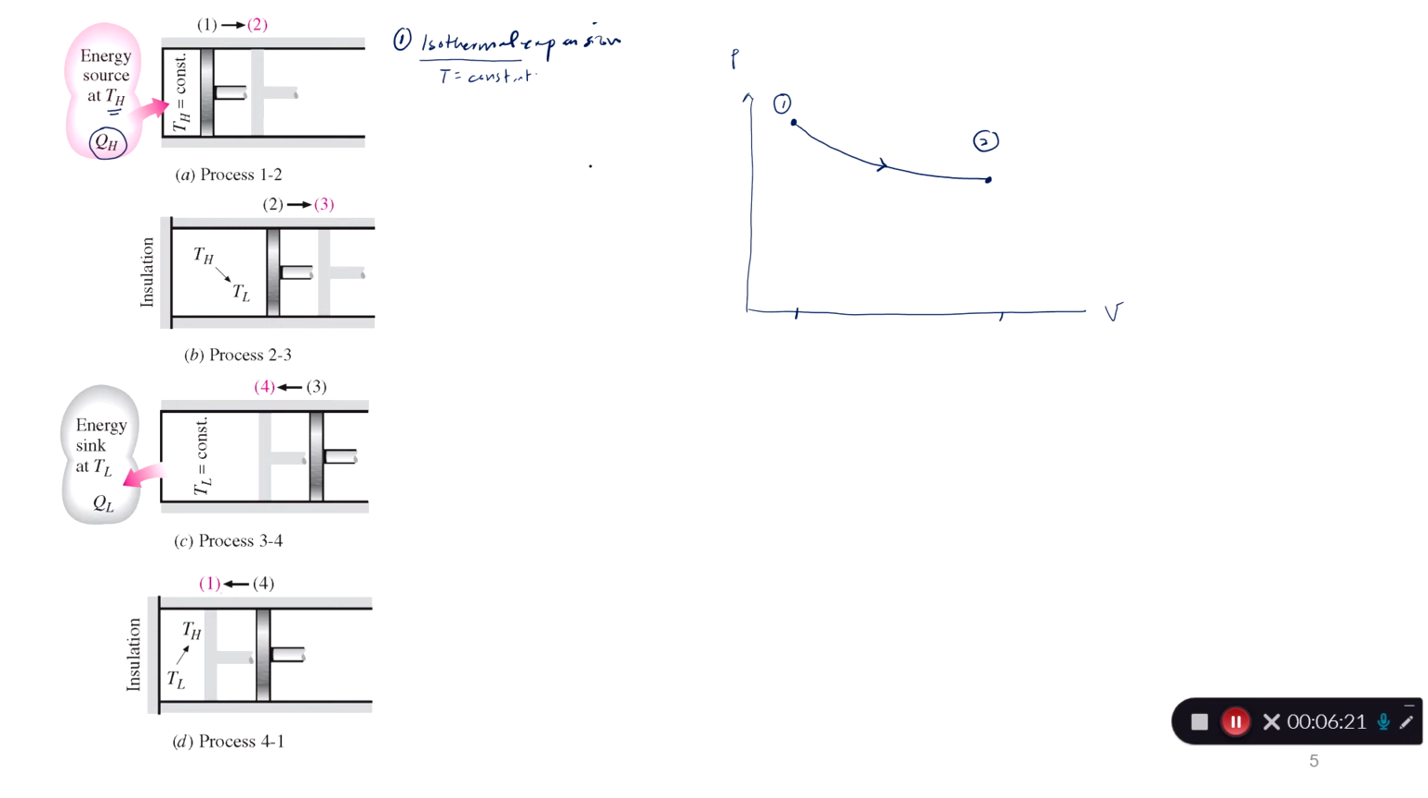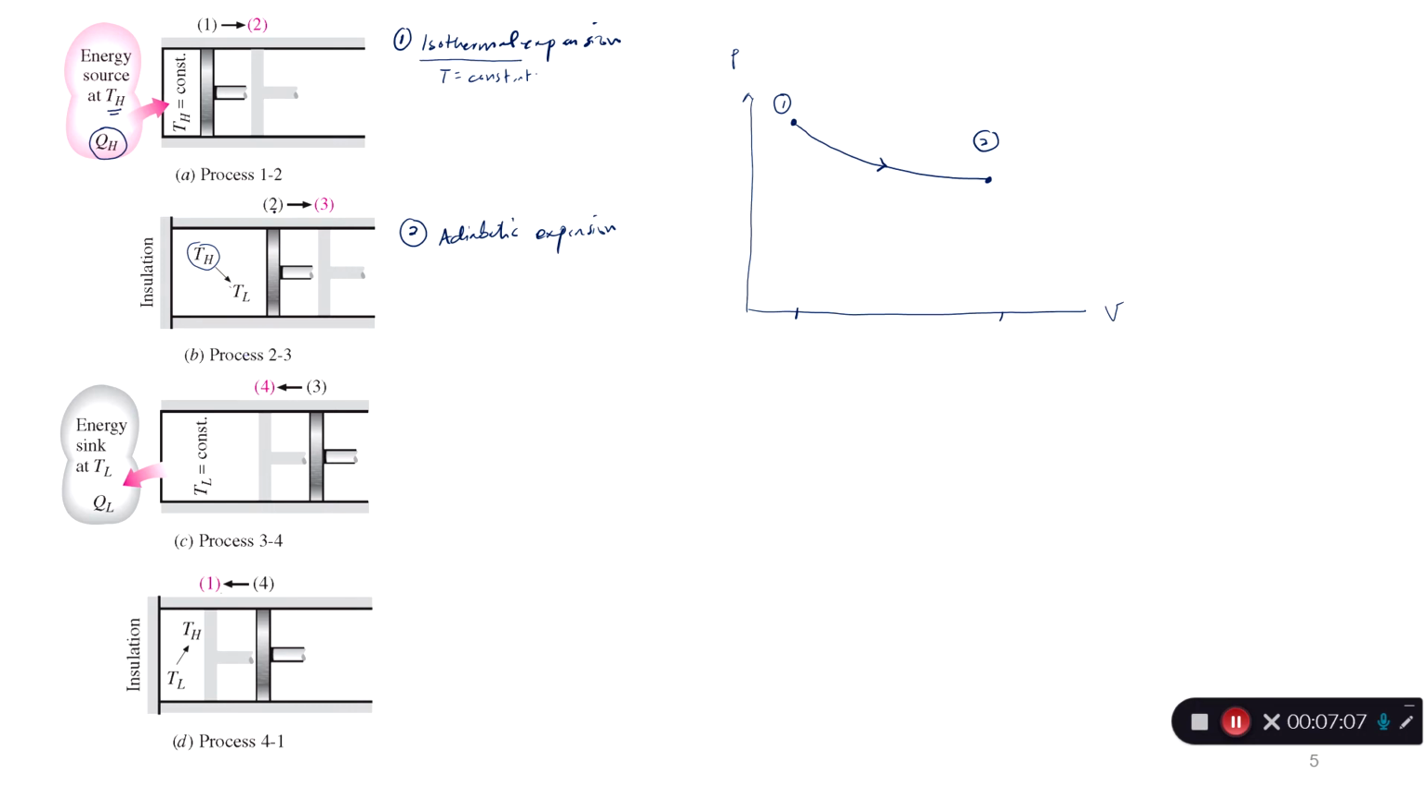Okay, next, the insulation is put back. So there's no more heat transfer. So the second process is called adiabatic expansion. So the gas is allowed to expand. Okay, the expansion continues, except that now insulation is placed, so there is no more heat transfer. So as a result, something has to be sacrificed, right? Because it's expanding, but there's no energy input. Therefore, the temperature will reduce.